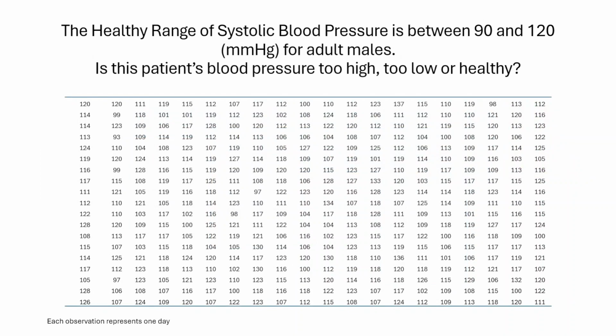Well, here's the data. Healthy range for systolic blood pressure is between 90 and 120 for adult males. This is the blood pressure for an adult male, measured every day at the same time every day for 380 days. We have 380 data points. So as we look at this, is this patient's blood pressure in the healthy range? Is it too low? Is it too high? I'll give you a moment to look at this. Feel free to even pause the video and look at it.